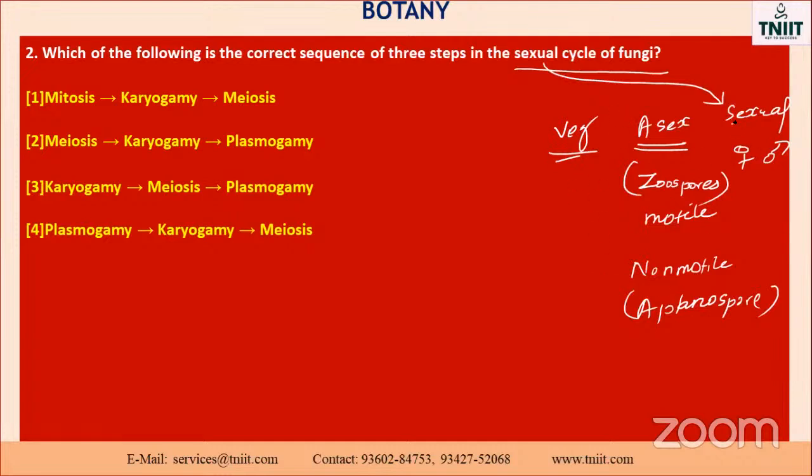But in this category, sexual reproduction, what they are asking, which step is correct here? Mitosis. Here, sexual reproduction will not involve mitosis, so the first option is wrong. Next one is meiosis, karyogamy and plasmogamy.